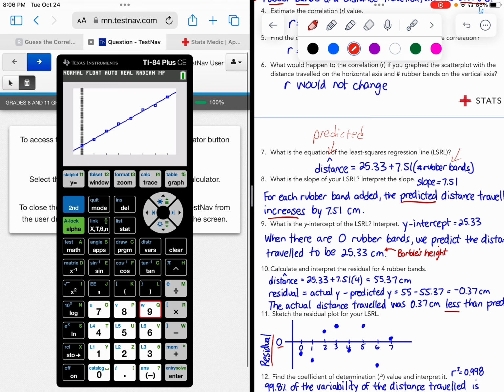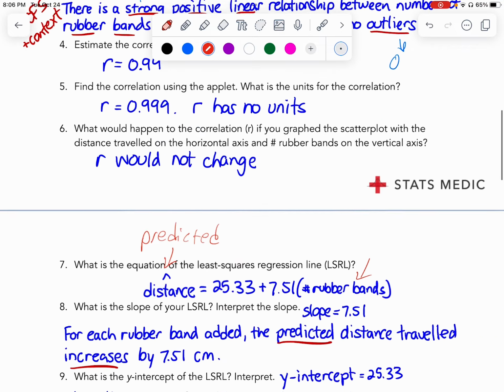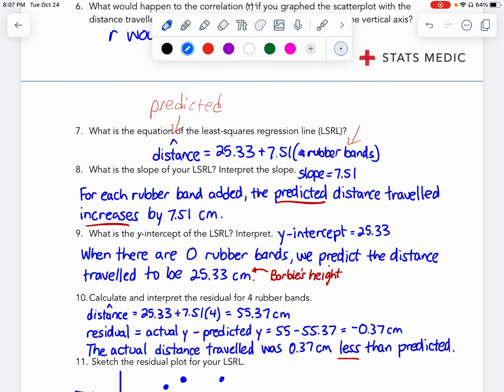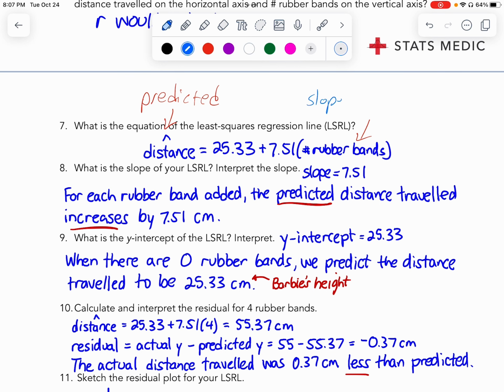All right, let's do some interpreting slope and y-intercept. What is the slope? The slope is what's attached to your variable. So it's 7.51, but what does it mean? I know we've talked about this before. Slope is the change in y over the change in x. Okay, and what's the y variable? This is the distance that she falls. And the x variable is the rubber bands.